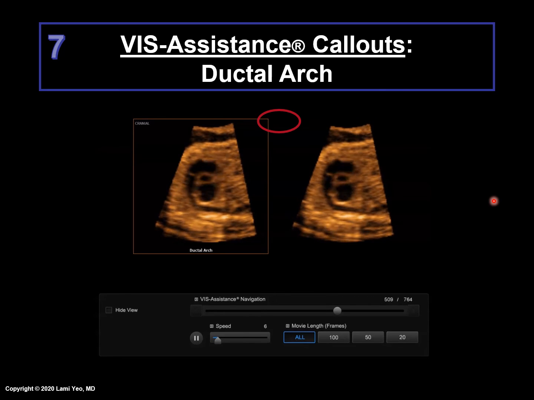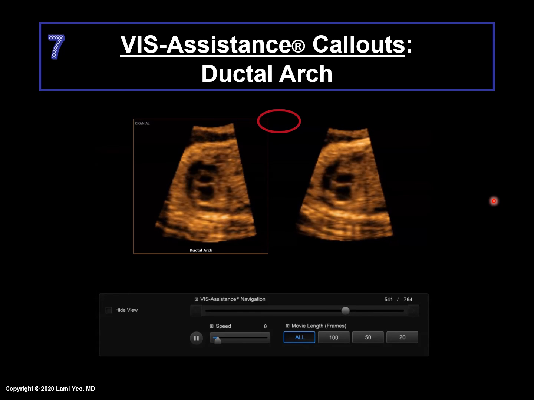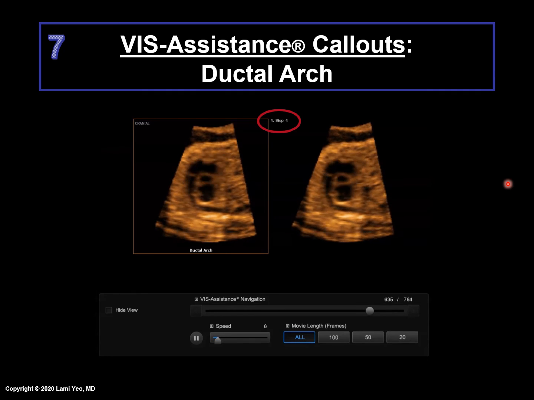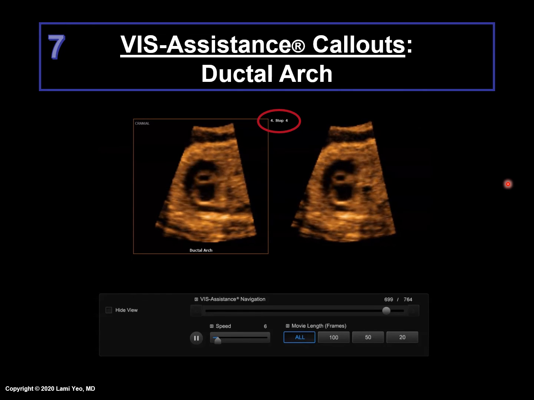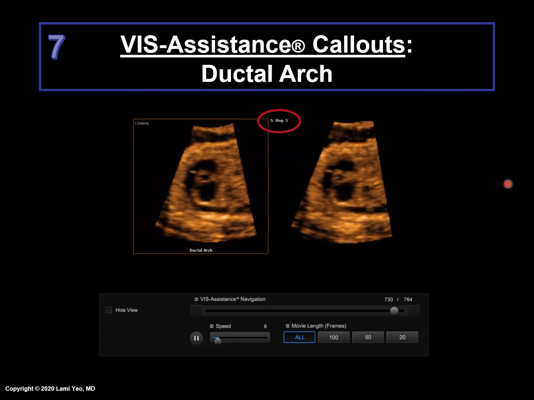The ductal arch appears nicely in the VISA image. There is a portion of the transverse aortic arch shown. And now the ductal arch is again shown. The fourth callout states step 4. And the fifth callout states step 5.